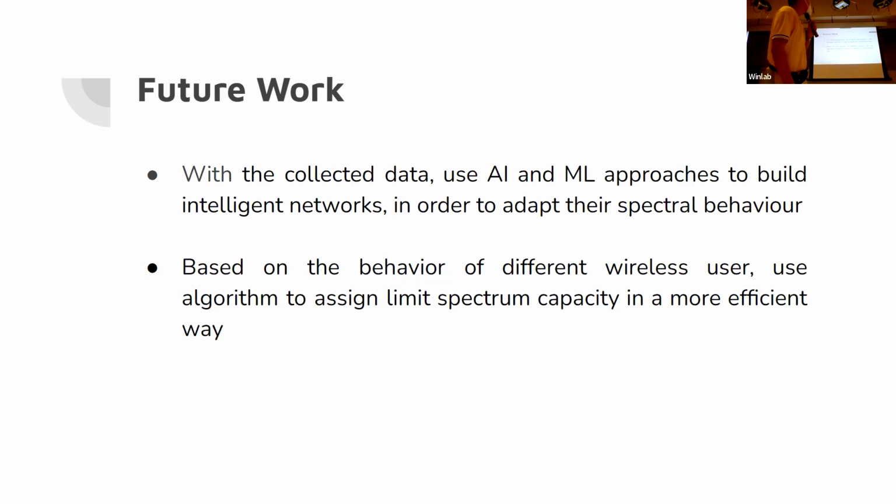And for future work, with the correct data, we should use AI and machine learning approaches to build intelligent networks in order to adapt their spectral behaviors. And based on the behaviors of different wireless users, we should use algorithms to assign limited spectrum capacities in more efficient ways. Any questions?